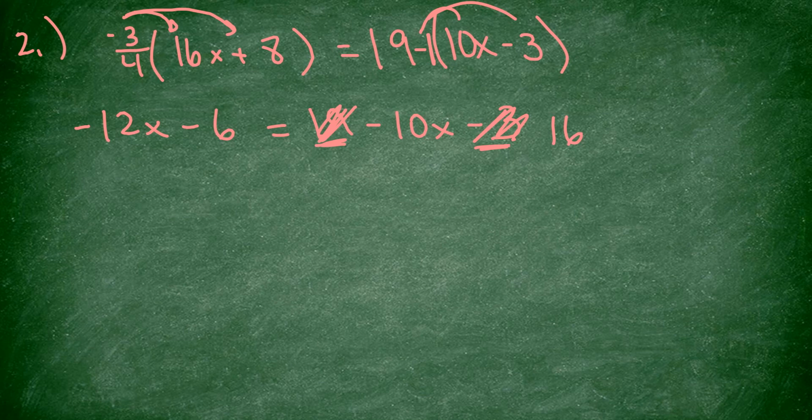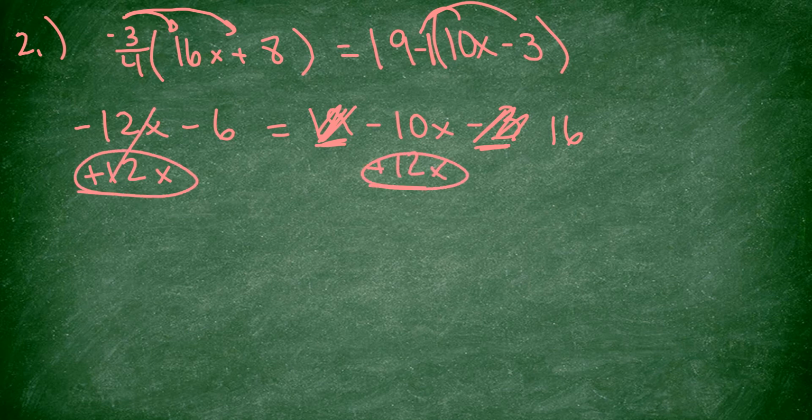And now I'm going to put my letters on the same side. So I'm going to add 12x's to both sides. See, this is the part I added, so that's why it's on both sides. I chose to make 12x show up. It was not part of the original problem. Even though it's kind of like negative 12x, it's not part of the original problem. So then I have negative 6 equals 2x minus 16.